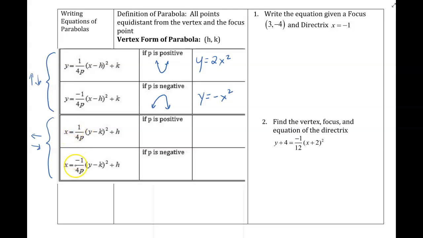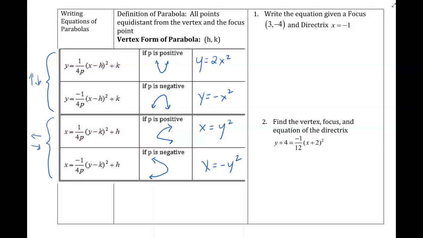If it starts with x equals, I know it opens either left or right. If the leading coefficient is positive, it's going to open to the right, and that could look as basic as x equals y squared. If you have a negative leading coefficient, for example, x equals -y squared, then that would open to the left.